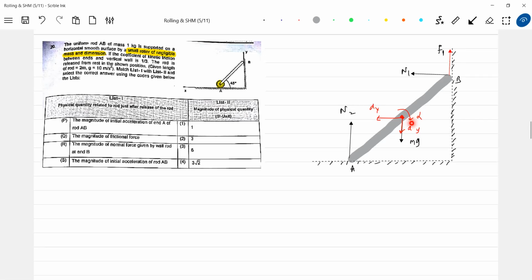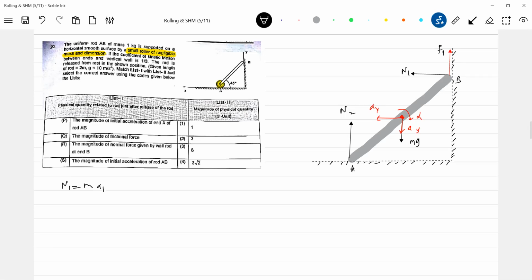Sir, what about alpha? Under the action of all this, there'll be a torque set up and it will rotate about its center of mass. Let's see what all we can do. So this is one basic assumption. This is very important. So let's write all the possible equations.